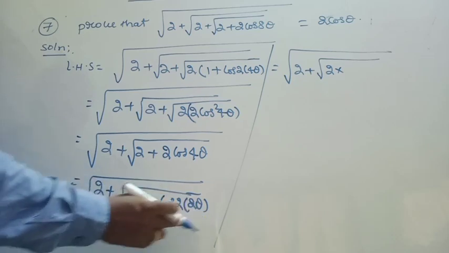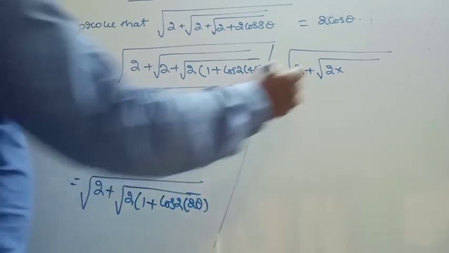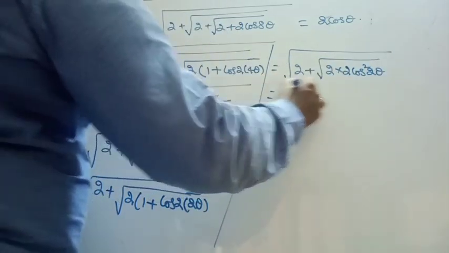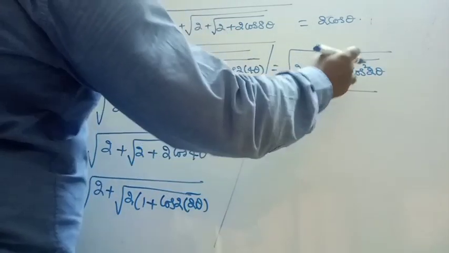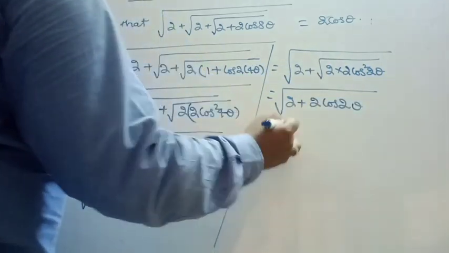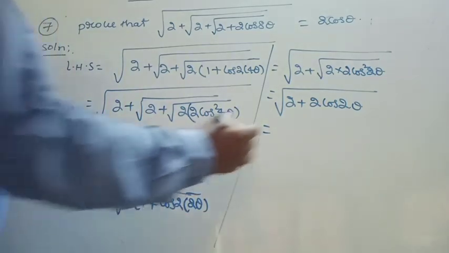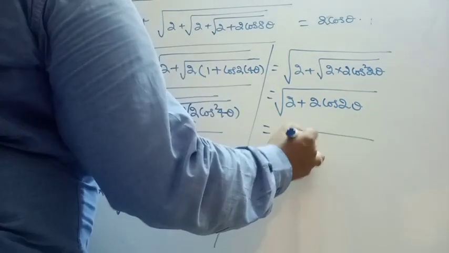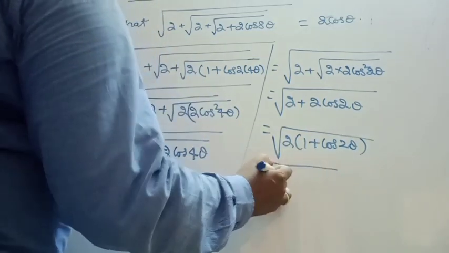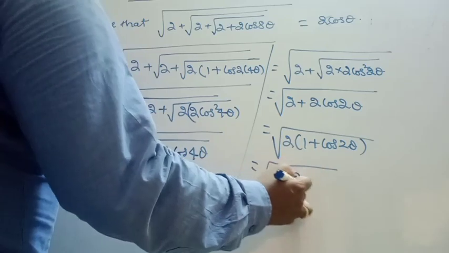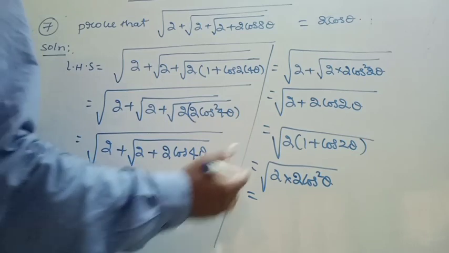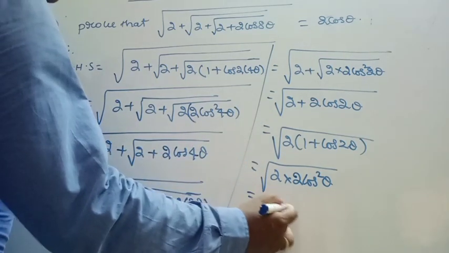Once again here the same logic you apply, then it becomes 2 cos square 2 theta. Now this is equal to square root of 2 plus 2 into 2, that is 4, this is now 2 cos 2 theta like this, right my dear students? Now see, very simple, this is 2, if you take common 1 plus cos 2 theta like this. Now this is square root of 2 into 1 plus cos 2 theta, which is nothing but 2 cos square theta. Now 2 into 2 is 4 cos square theta, and square root of that is nothing but 2 cos theta.